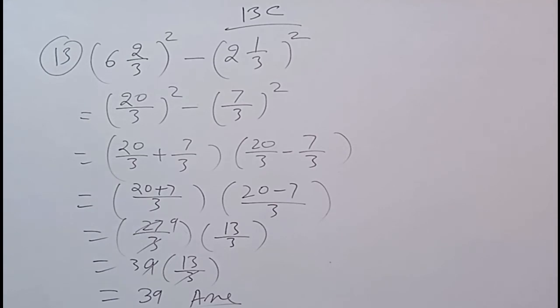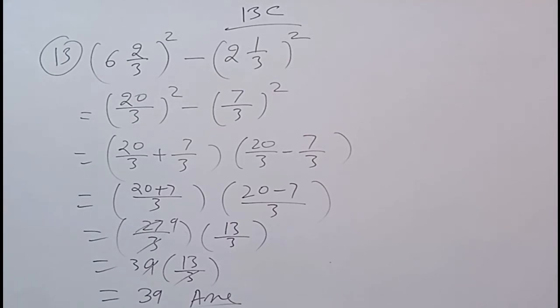The question is (6 2 upon 3)² minus (2 1 upon 3)². Use the formula a² minus b² equals (a plus b)(a minus b). So we first solve 6 2 upon 3: 3 sixes are 18 plus 2, 20 upon 3. And here 3 twos are 6 plus 1, 7 upon 3. So (20 upon 3)² minus (7 upon 3)². Use the formula: write down (20 upon 3 plus 7 upon 3)(20 upon 3 minus 7 upon 3). Now take the LCM, 3 is the LCM.